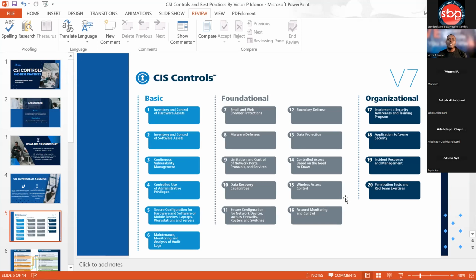So an incident management plan will help the organization to mitigate, minimize the effect of any cyber threat that might possibly occur. Then the 20th of them covers penetration testing and red team exercises.